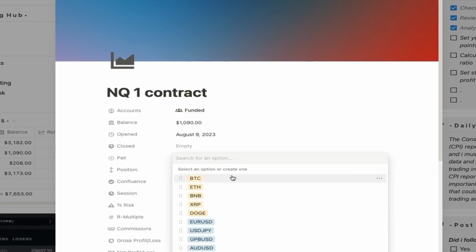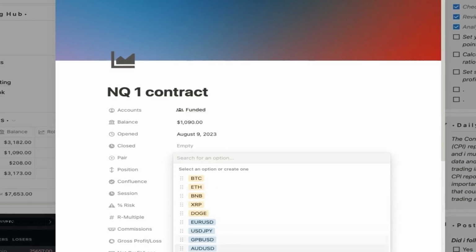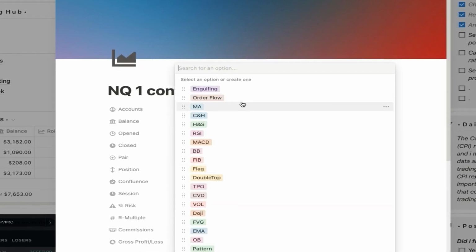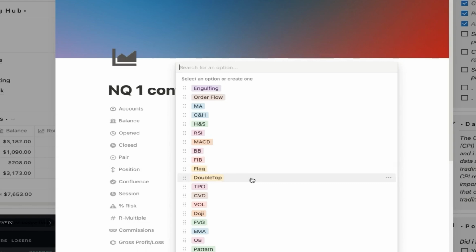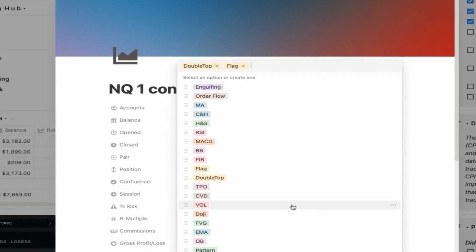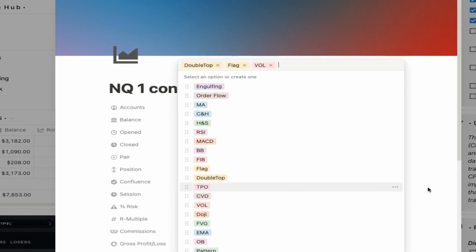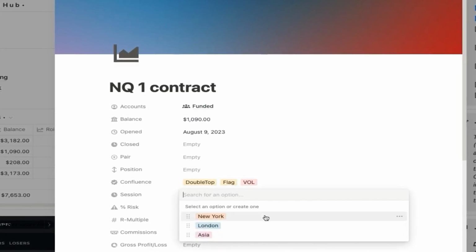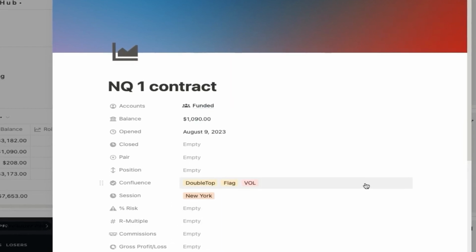You can put the pair here. Whether you're trading crypto, Forex, or stock, you can add those all in right here. You can add the various confluences that you had. For example, was there a double top? Was there a flag pattern? Was there a specific volume that you were looking out for? That can all be tracked here. What session, whether it was New York, London, or Asia. So you can get very, very detailed.